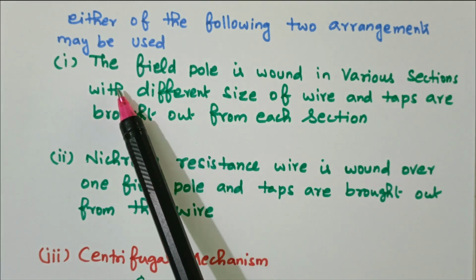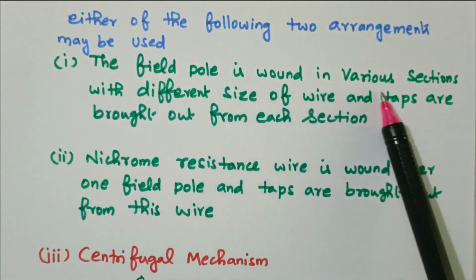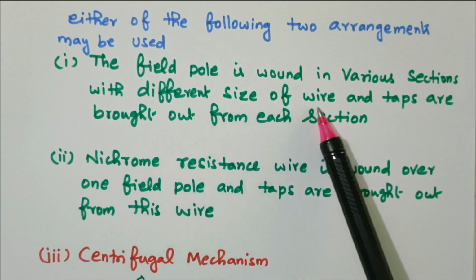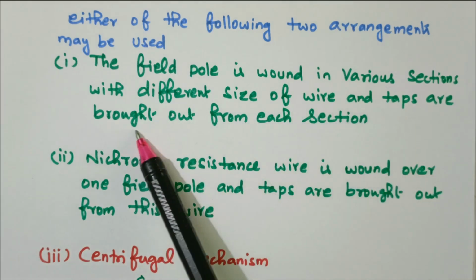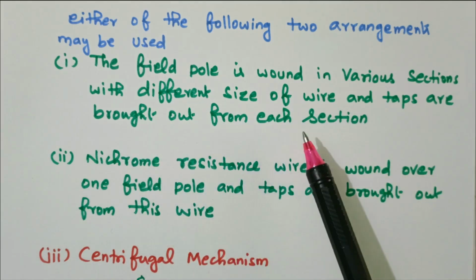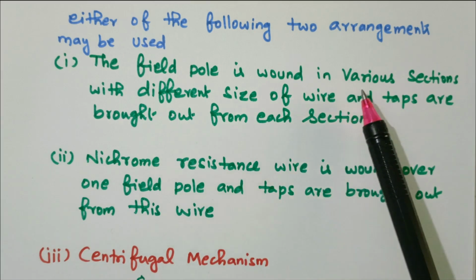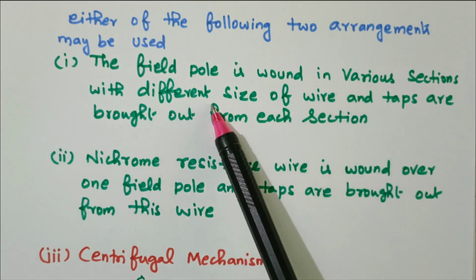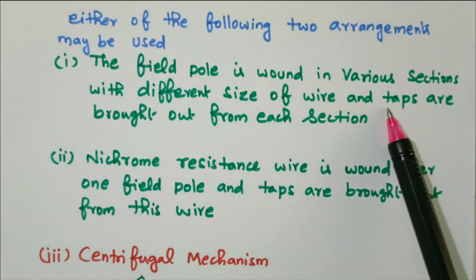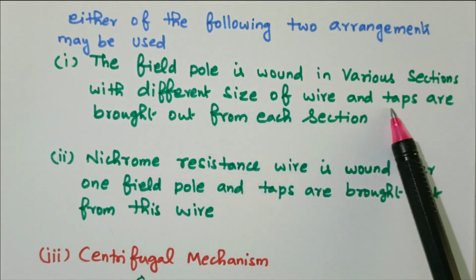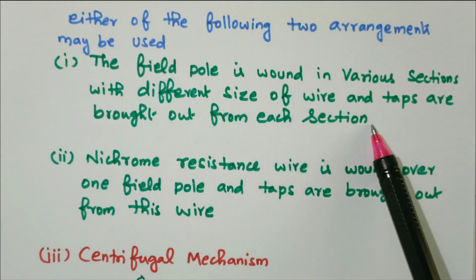First one is the field pole is wound in various sections with a different size of wire and taps brought out from each section, right? So we can have various sections, different sizes of wire and taps. Different sizes of wire and tappings are taken, as we discussed in the diagram.